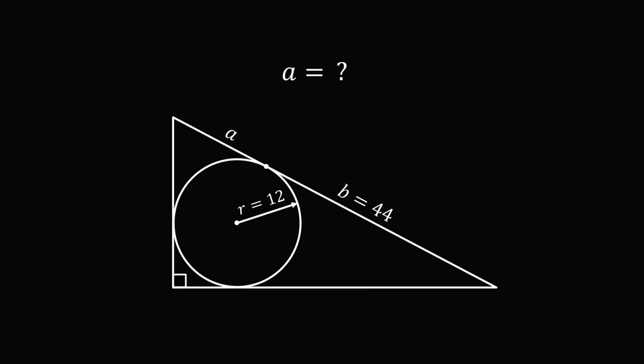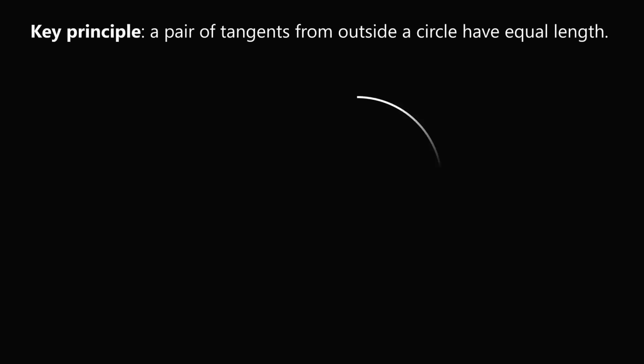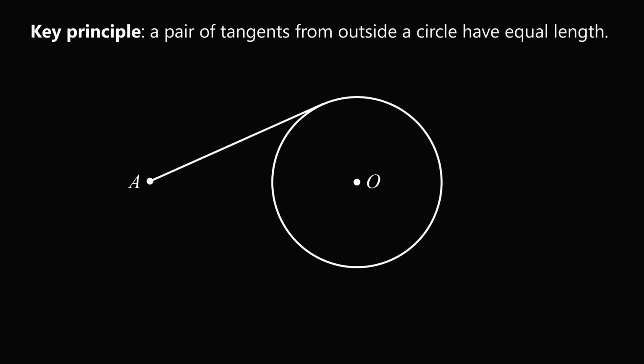Let's work this problem out step by step. I first want to review a key principle, which is that a pair of tangent line segments from outside a circle must have equal length. So suppose we have circle O and we have a point A that is exterior to the circle. Let's construct one tangent line segment, we'll call it AB, and we will construct another tangent line segment, AC. We will show that AB is equal to AC.